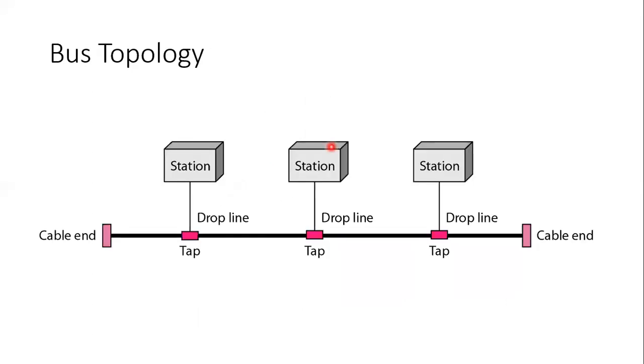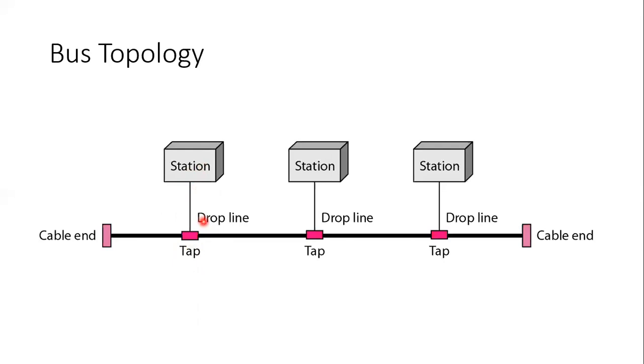Next one is bus topology. Here there is a cable. Then we use the drop line with a tap to connect each station. So nodes are connected to the bus cable by a drop line and taps. A drop line is a connection running between a device and the main cable. So device and main cable.